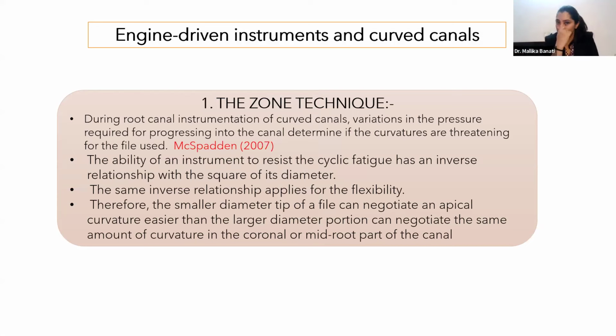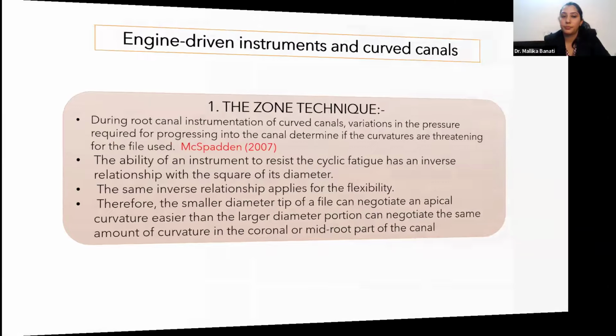The ability of an instrument to resist cyclic fatigue has an inverse relationship with the square of its diameter. The same inverse relationship applies for flexibility as well. That is why the nickel titanium files are more flexible, but the cutting efficiency is lesser. Therefore, the smaller diameter tip of the file can negotiate an apical curvature more easily than a larger diameter portion can negotiate the same amount of curvature.